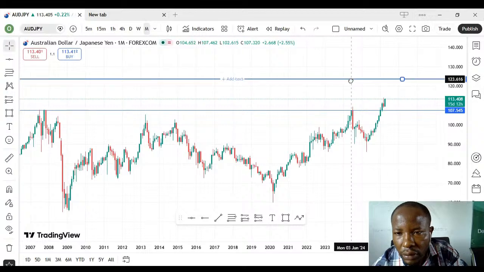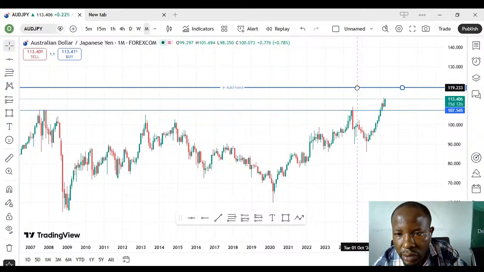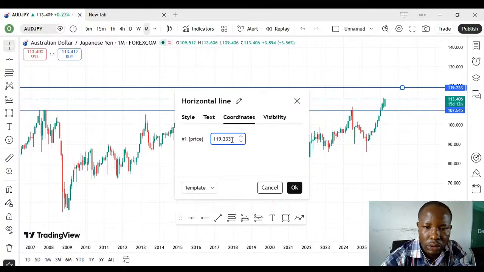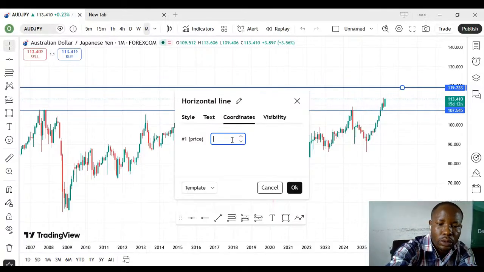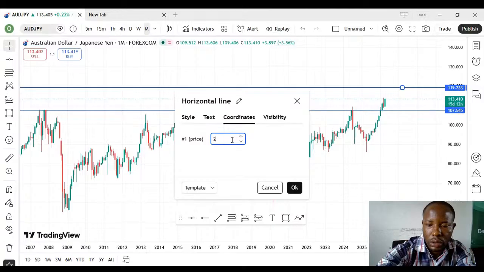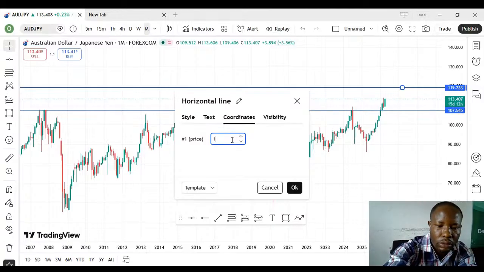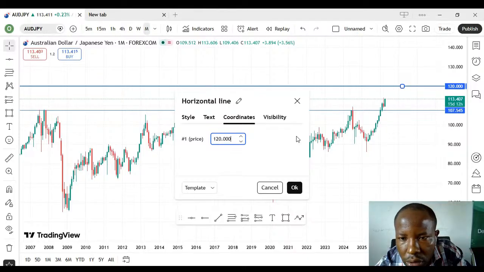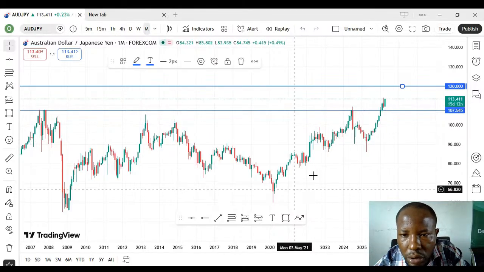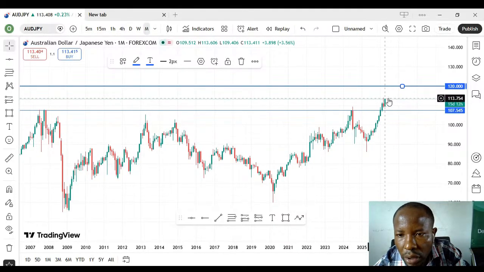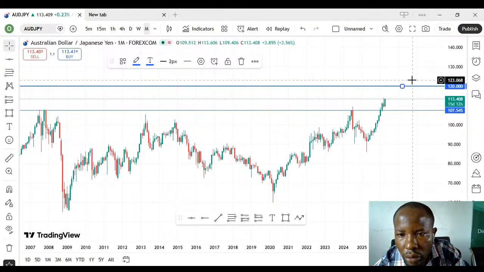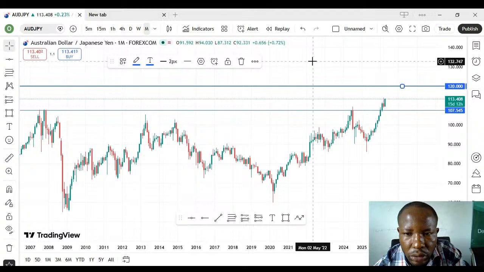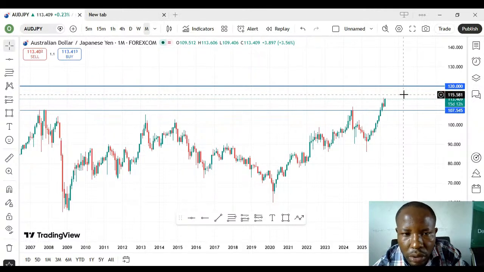Then we have a psychological number of 20. Let's make it a 20. So we are looking at 120, obviously 100 and 120. So this is what we are looking at in the market right now, where it might actually be pushing into before we have our pull back to the downside. So we're looking at the 120 psychological level.